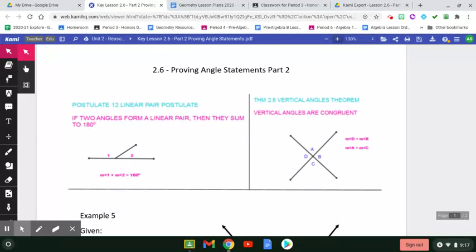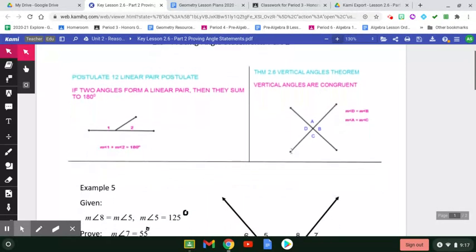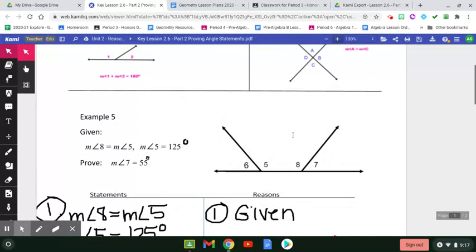Vertical angles are congruent. Remember, we worked on those before. For example, the measure of angle D would equal the measure of angle B because they're across from one another, and the measure of angle A would equal the measure of angle C. So we're going to put this to some use now.